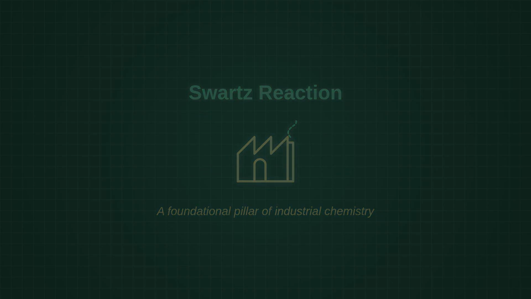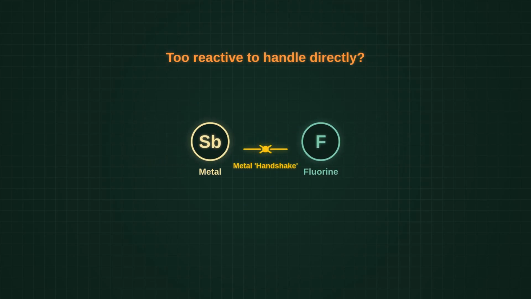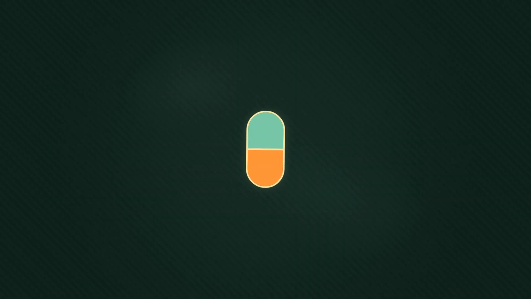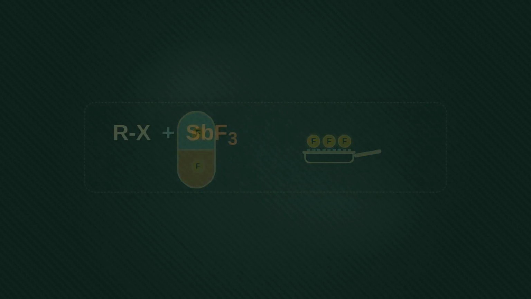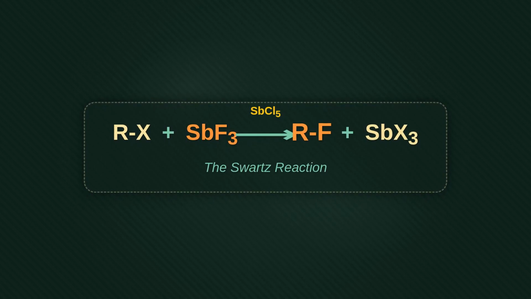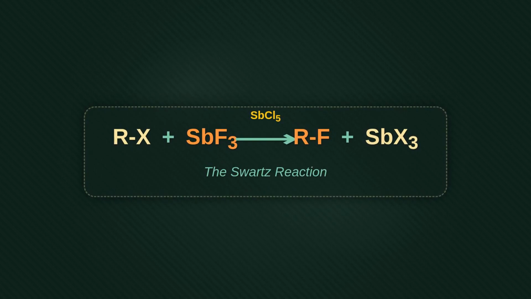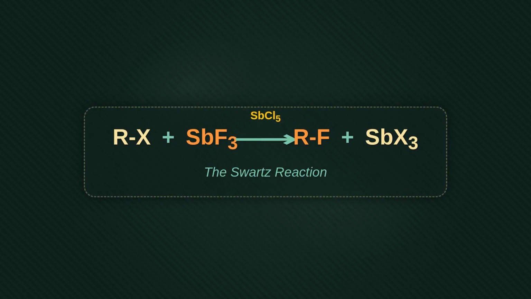It taught us that when an element is too reactive to handle directly, we can use a metal handshake to get the job done. So, the next time you see a fluorine atom perfectly placed in a complex medicine or a high-tech polymer, remember the Swarts reaction. It's a reminder that in chemistry, as in life, sometimes the most difficult changes require the right mediator to find the path of least resistance.